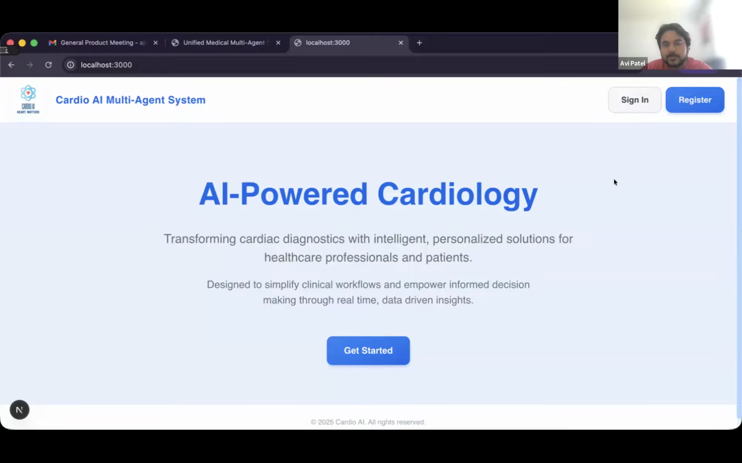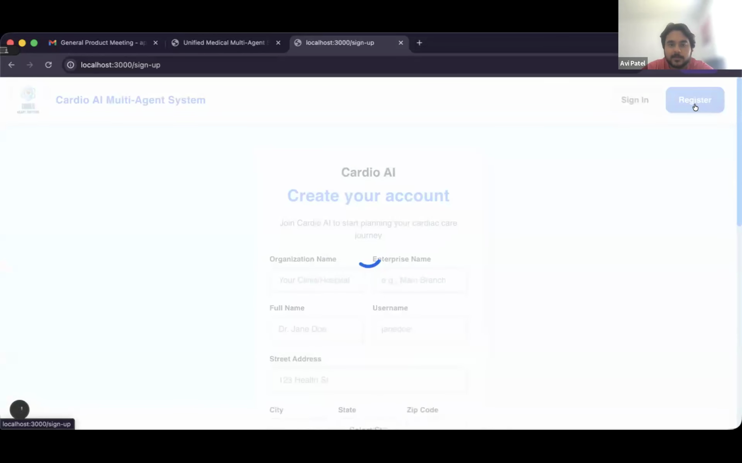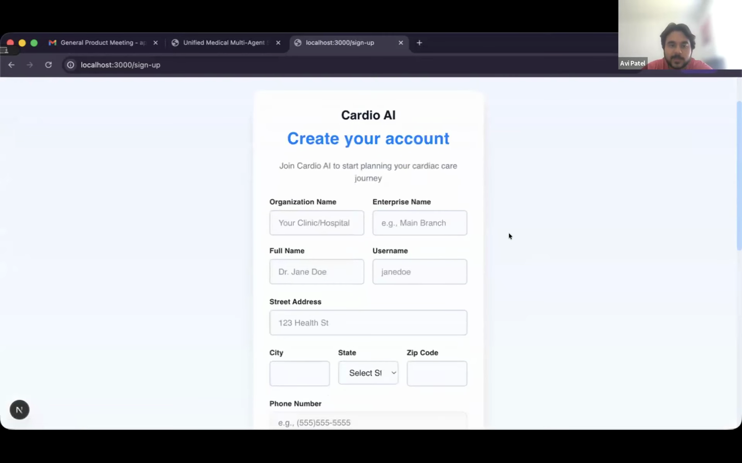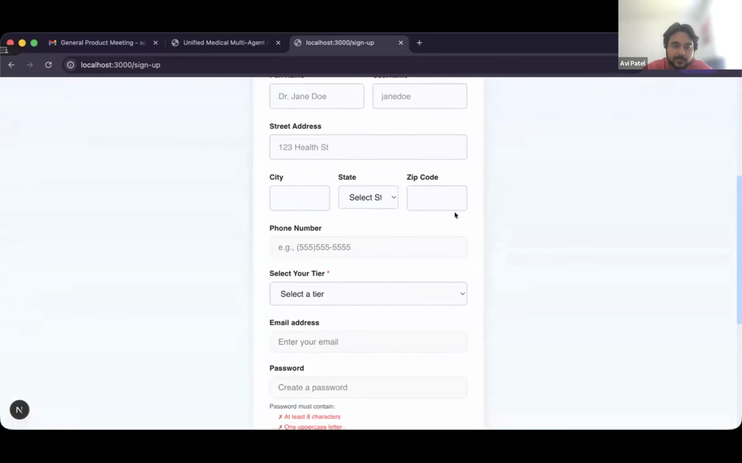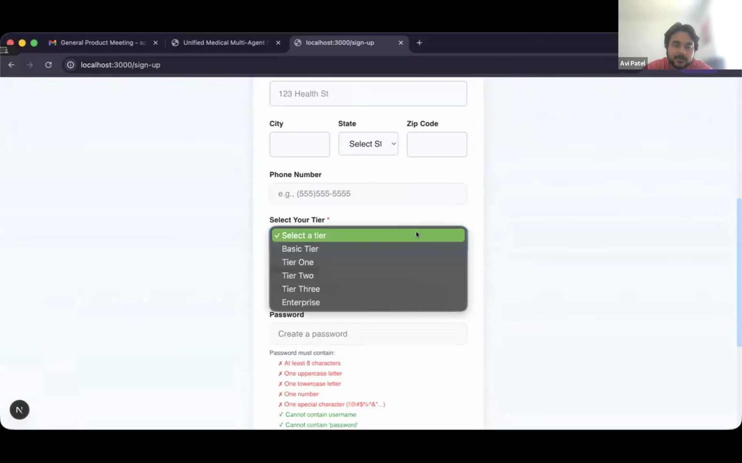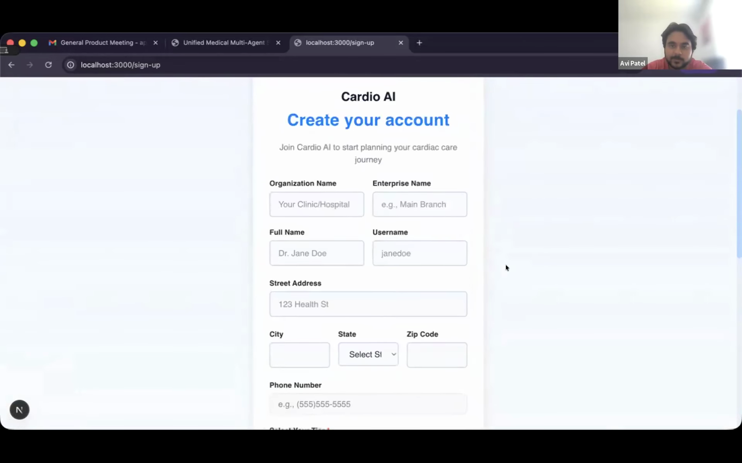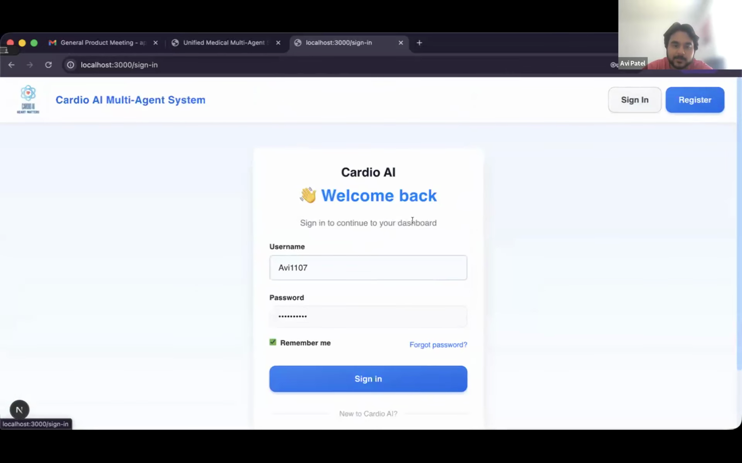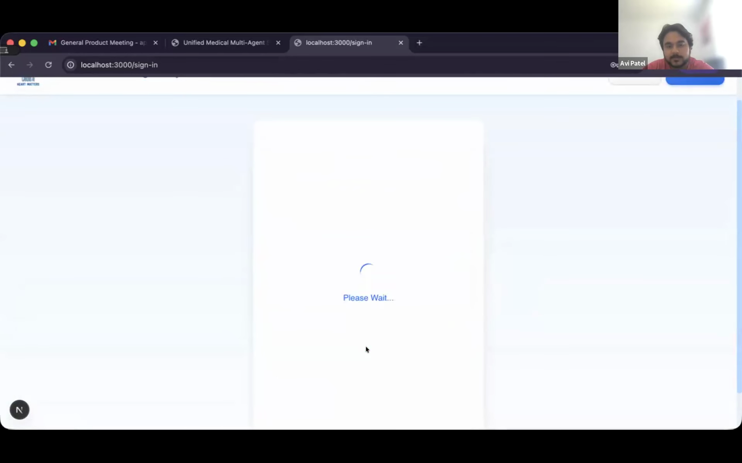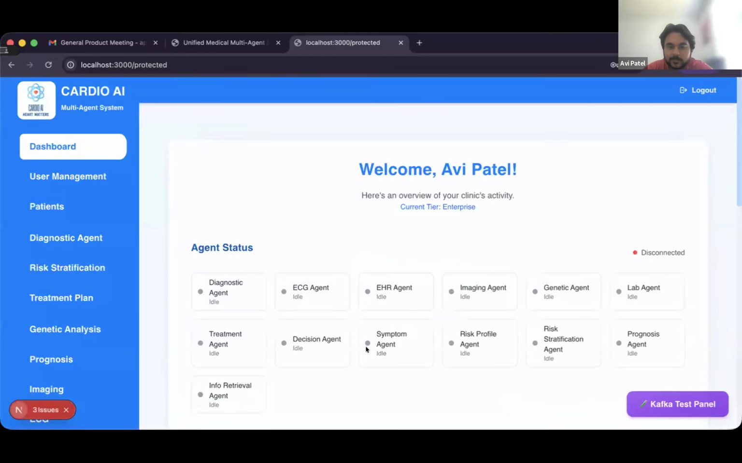So before organizations can get access to our system, they'll first need to register. On this registration page, they'll be asked to fill out basic details about their organization and enterprise. They'll be asked to select a tier, which consists of basic, tier 1, tier 2, tier 3, and enterprise, which consists of different features according to what tier you select. Once that is done, they'll get access to our system and be able to sign in. And once they sign in, they'll be able to access the clinician's dashboard.